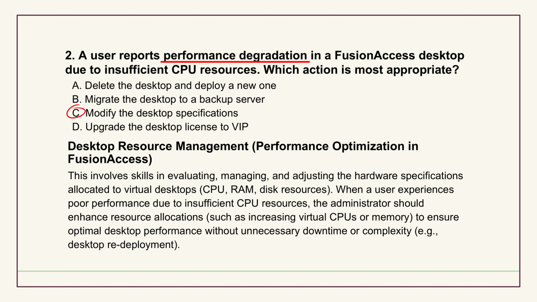In Fusion Access, you can actually adjust the CPU and RAM that each virtual desktop gets. It's all about finding the sweet spot, enough resources to keep things running smoothly, but not overload the system. So you have to balance the user needs and the system health.